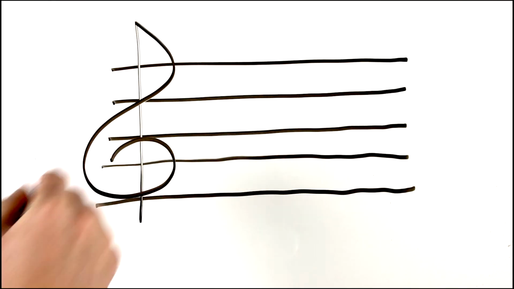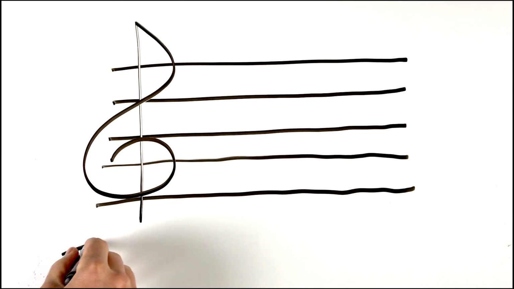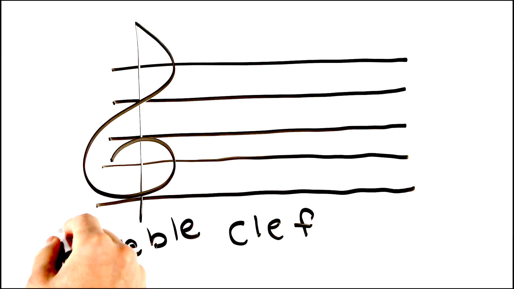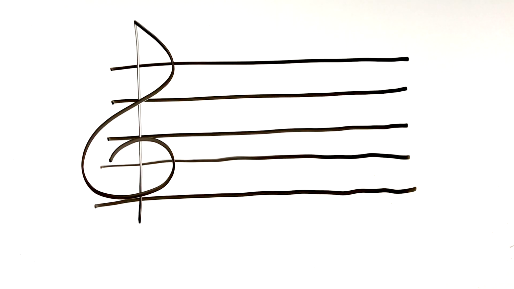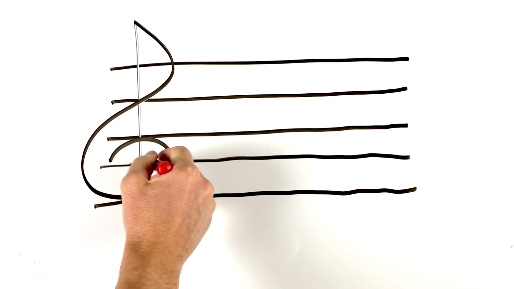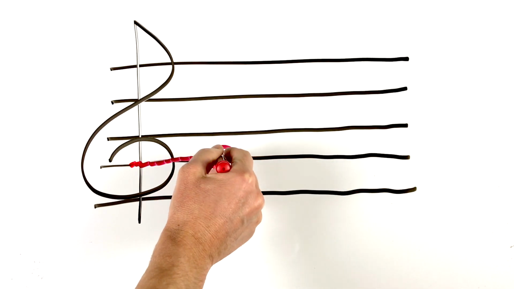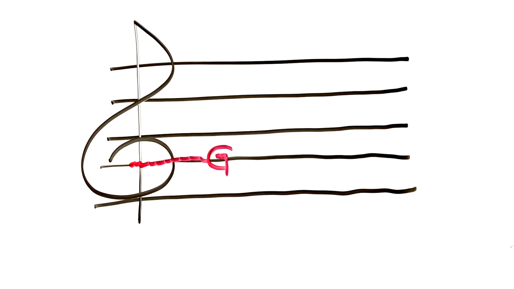The treble clef. That's him right there. And the clef designates this line right here to be the G line. And it's also called the G clef because the center of it makes the G. There it is.